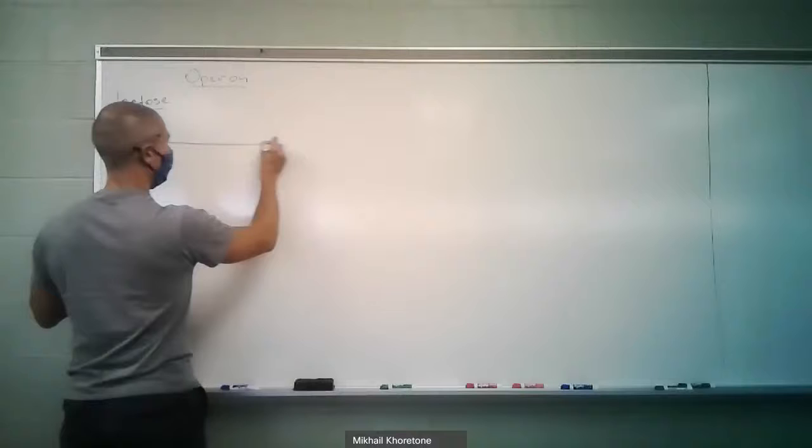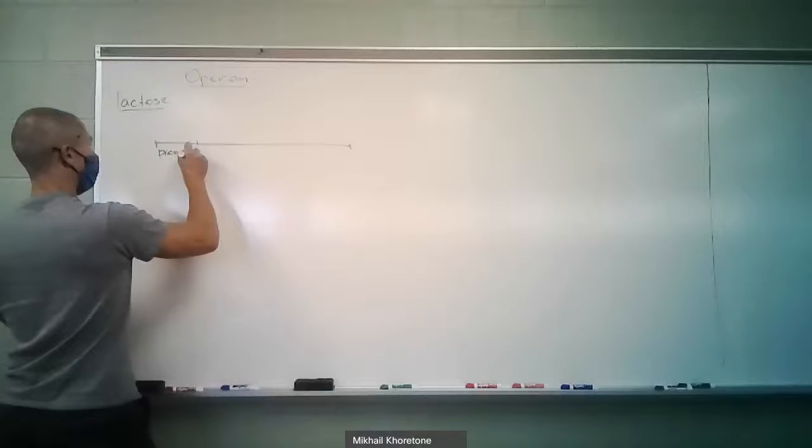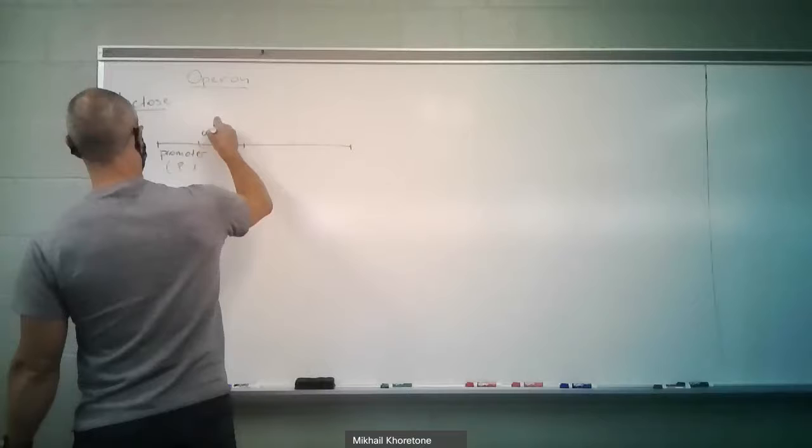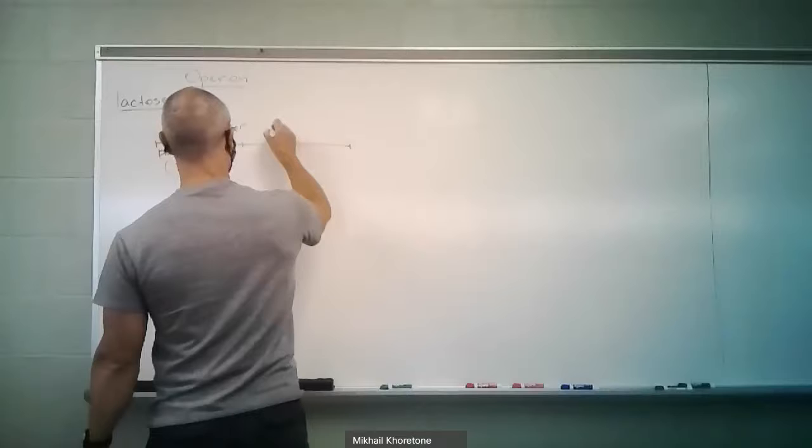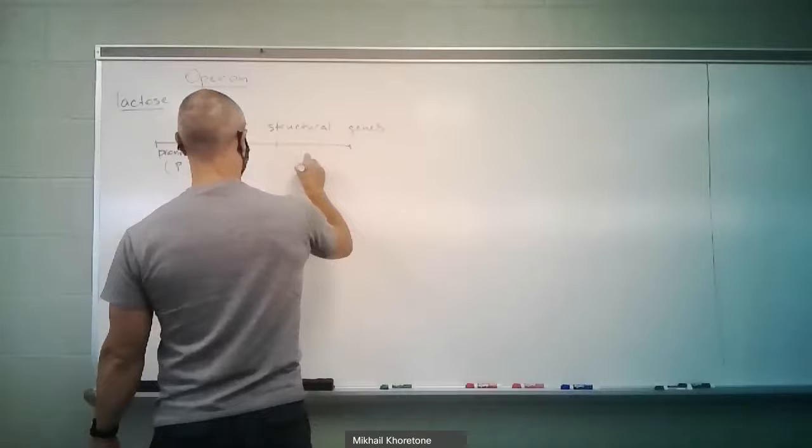So the lactose operon, like virtually any other, contains several parts. It contains a promoter. We're going to call it P. It contains an operator sequence. We're going to call it O. And it contains structural genes. We're going to call it S.